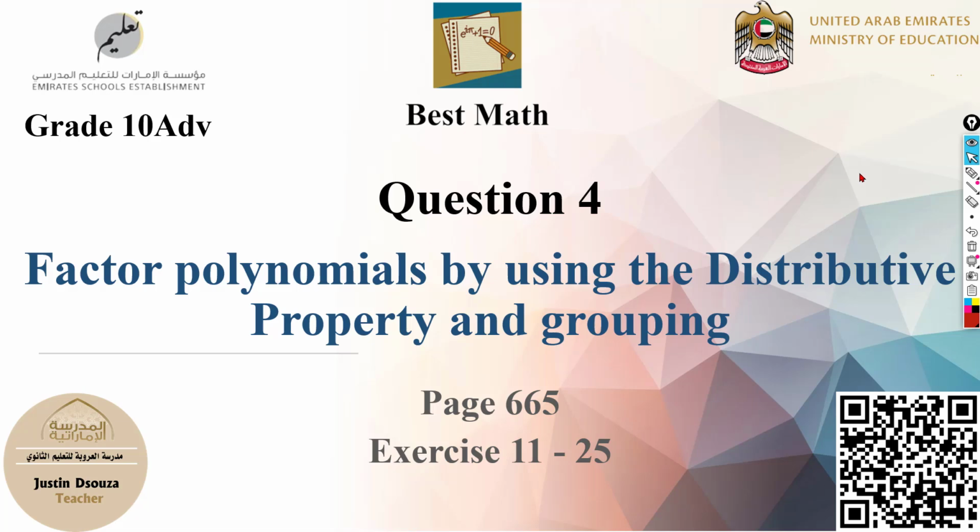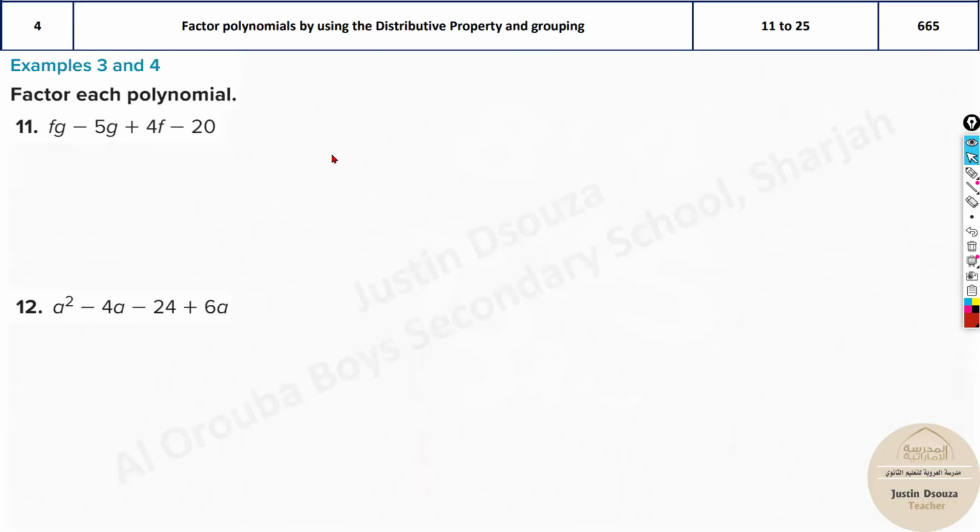The question number 4 is to factor polynomials by using distributive property and grouping. Now, what is distributive property? We know, say for example, you have two terms, ax minus 3, and you're multiplying something over here. Say I'll multiply 3 here. We distributed evenly to both the terms like this, so it'll be 3ax minus 9.